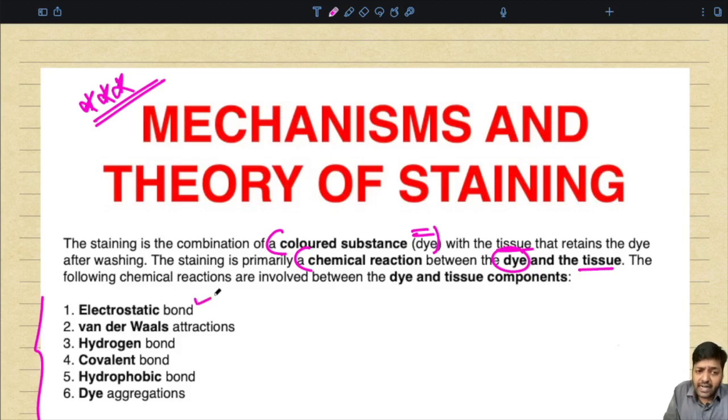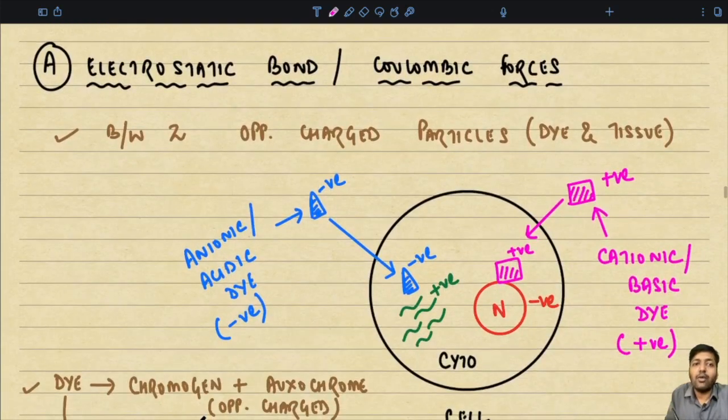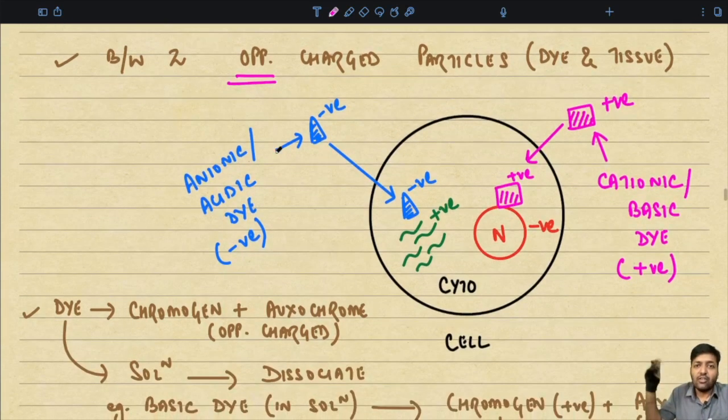We have electrostatic bond, van der Waals attraction, hydrogen bond, covalent bond, hydrophobic bond, and dye aggregation. These are the different types of bond which are available. Let us see the first important bond, the electrostatic bond, also called the Coulombic forces. Such a bond exists between two oppositely charged particles. That means the dye has one charge, the tissue has the opposite charge, and they bind with each other. Very simple to understand.